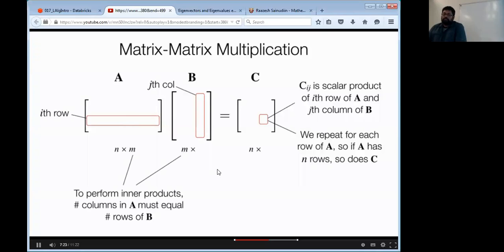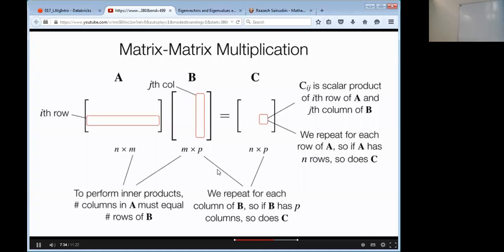Next, as before, to perform the inner product, we must have matching dimensions. Therefore, the number of columns of A must equal the number of rows of B. And finally, we'll repeat this process for each column of B. So if B has p columns, then so does C. In summary, matrix-matrix multiplication involves multiplying an n by m matrix by an m by p matrix and returning an n by p resulting matrix, where each entry of that resulting matrix is generated via a scalar product.